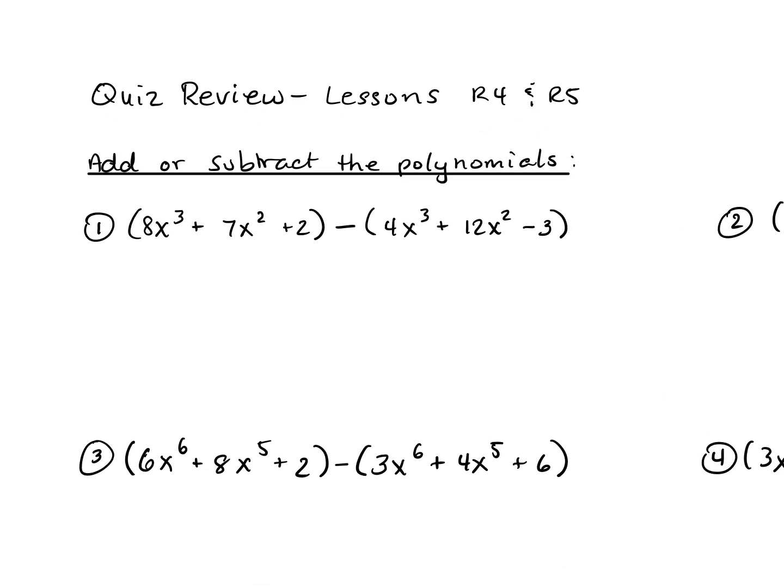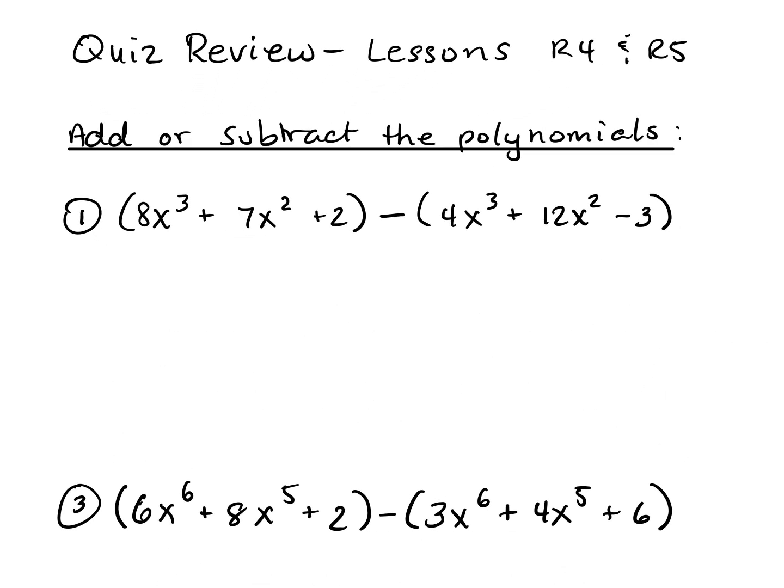So let's take a look at number 1. When subtracting, what is the first thing I should do? Awesome. We want to distribute the negative to everything behind it. So it becomes negative 4x to the third power, negative 12x squared. And if it's already negative, what does it turn into? Positive 3. So we just change the sign of everything behind it.